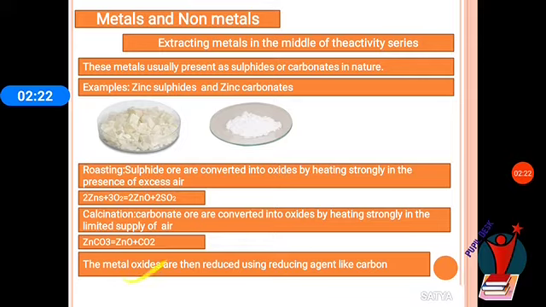Here metal oxide, that means zinc oxide, is reduced by using a reducing agent like carbon. When zinc oxide reacts with carbon, a reducing agent, then it reduces the what? Zinc oxide to zinc. Finally I got what? Zinc from the zinc sulfide and zinc carbonate by using the methods roasting, calcination and reduction.